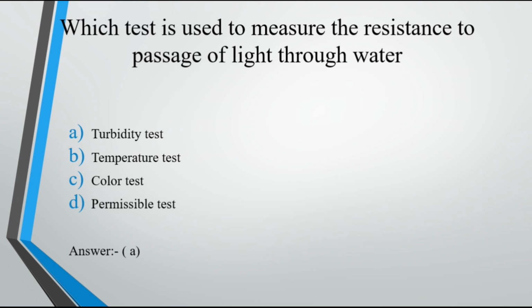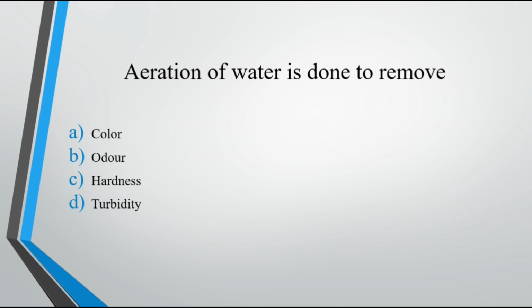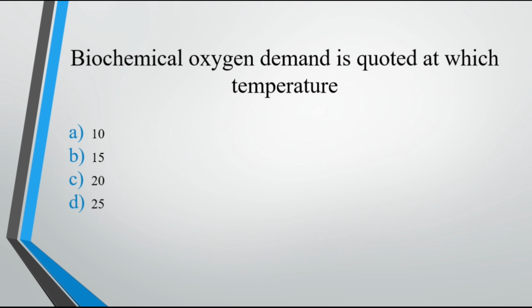Next question, which test is used to measure the resistance to passage of light through water? Option A, turbidity test, option B, temperature test, option C, color test, option D, permissible test. So the correct answer is option A, turbidity test. Next question, aeration of water is done to remove option A, color, option B, odor, option C, hardness, option D, turbidity. So the correct answer is option B, odor.